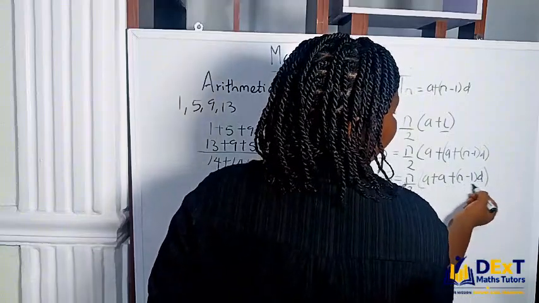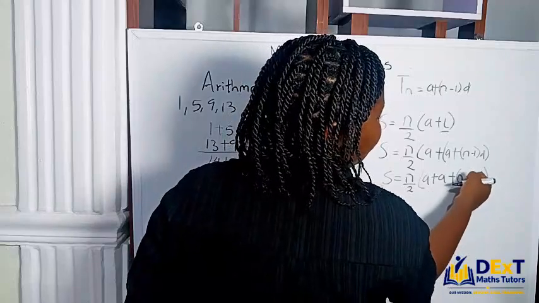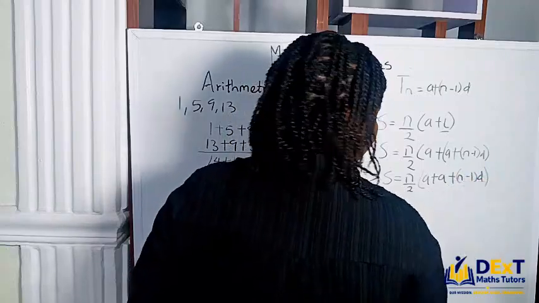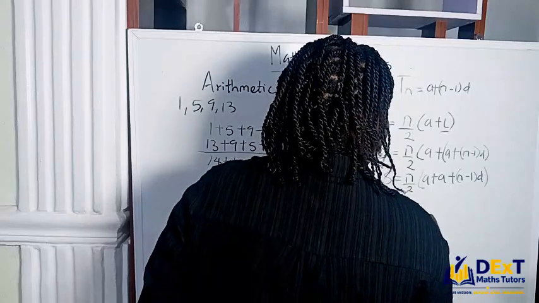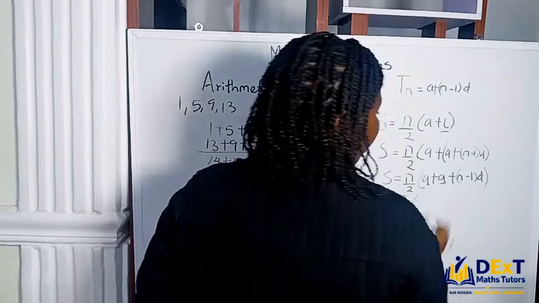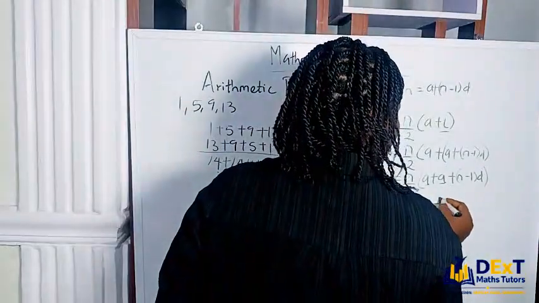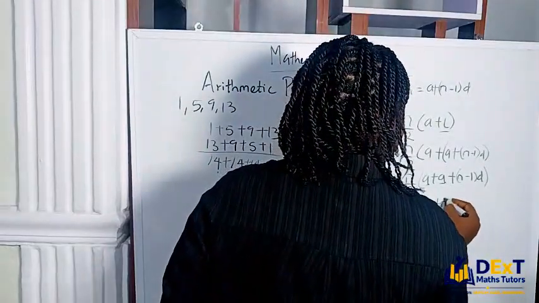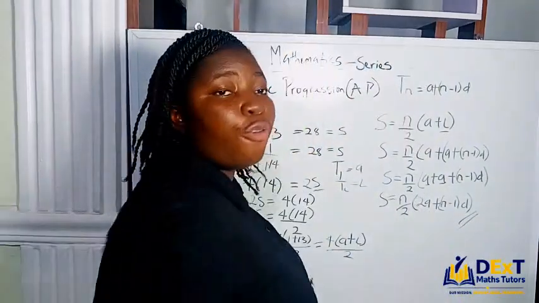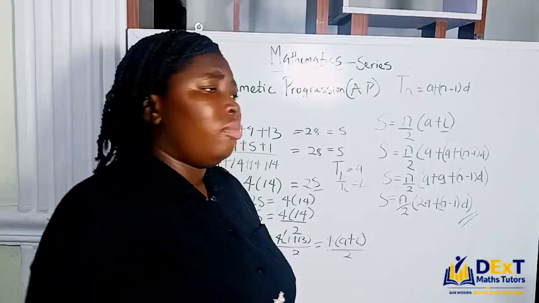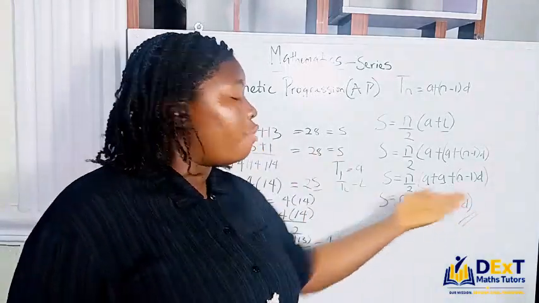Now this d affects only this n minus 1. So please let it remain like that. Don't mistakenly put a plus sign in between. So we can say our s equals n over 2 into a and a. Since they are the same thing, we can add them up to have 2a plus n minus 1 into d. Now this is the formula for the sum of a series.